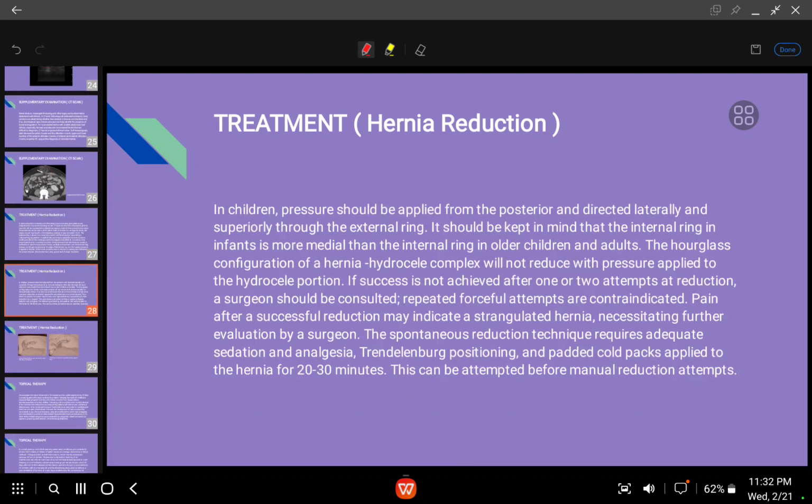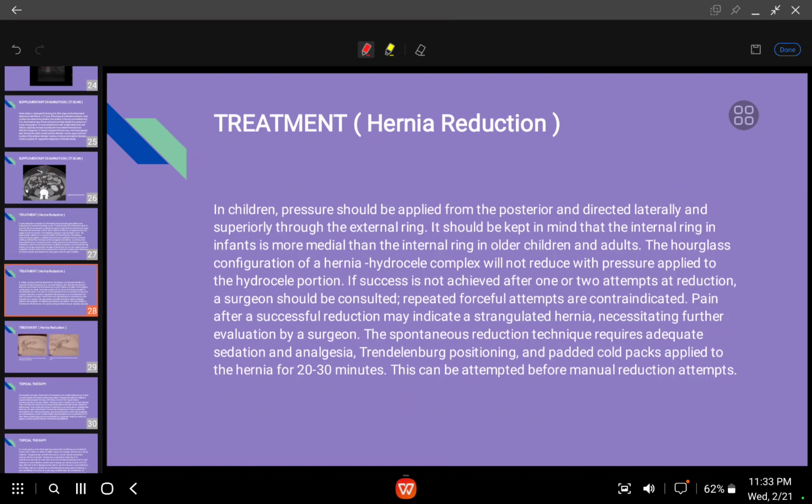In children, pressure should be applied from the posterior, directed laterally and superiorly through the external ring. It should be kept in mind that the internal ring in infants is more medial than the internal ring in older children and adults. The hourglass configuration of the hernia-hydrocele complex will not reduce with pressure applied to the hydrocele portion.